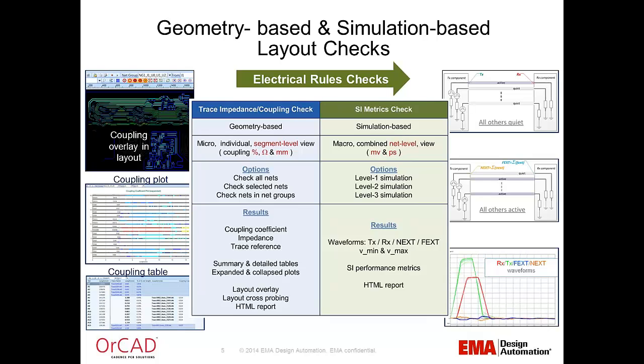We're going to focus mostly on the ERC portion, which is everything on the left side of this screen. To introduce it, ERC levels are geometry-based flows. It looks at traces and their proximities to their planes and to their neighboring traces, and gives you the results in 3 essential criteria: coupling coefficient, impedance, and the trace reference. So these 3 analyses take a geometry-based approach and give you a very quick analysis at that level.